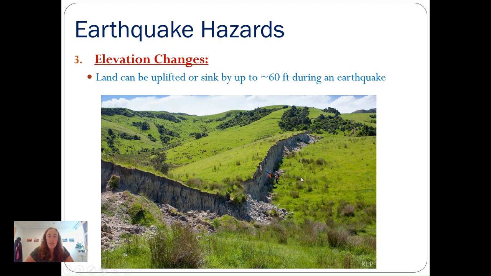So for example, again, this land here on the right side used to be up flush with the left side of this image, and then we have these people for scale. So the right side is dropped down relative to the left side.